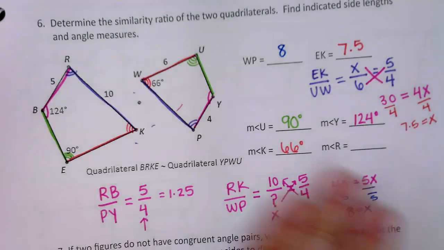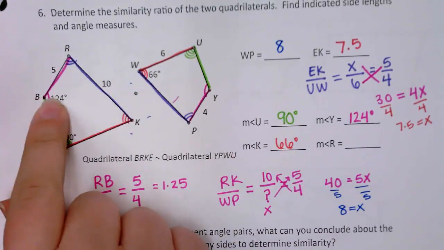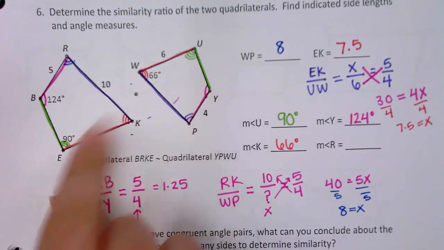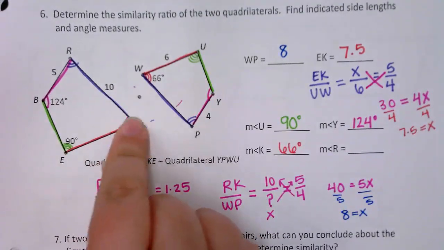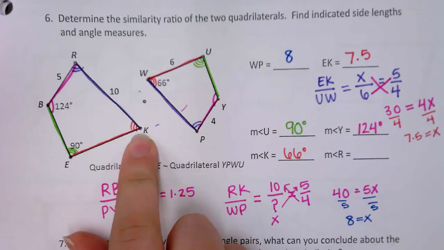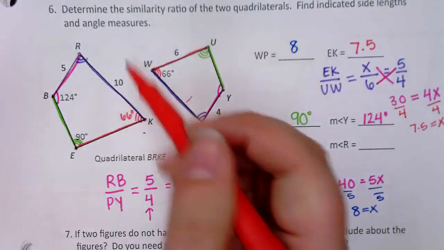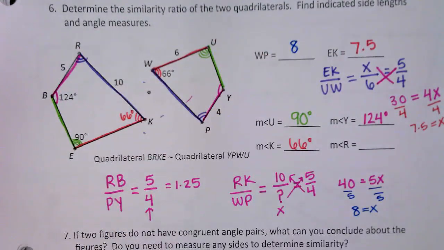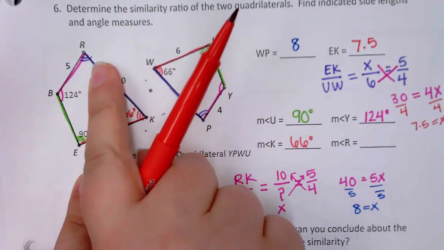Well, so far with everything we've filled in, I know that B right here is 124, so is Y. I know E is 90, so is U. And then K, I know is 66, like this one. So let's fill in K right here. Let's just write down that it's 66 so that we have all the information in one quadrilateral. Now we have everything but R.